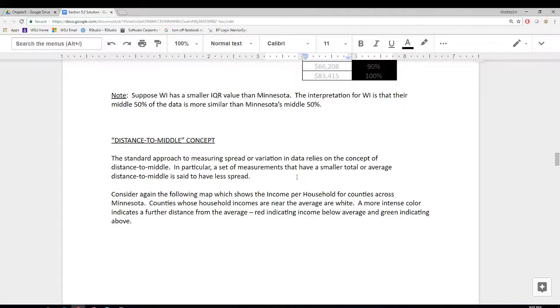Remember, if we go back to the chi-square tests, the chi-square test was an evaluation of how close the observed data was to the expected data. And we use that same idea here when we're measuring variation in data as well.